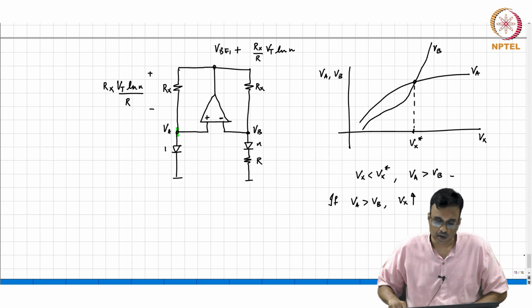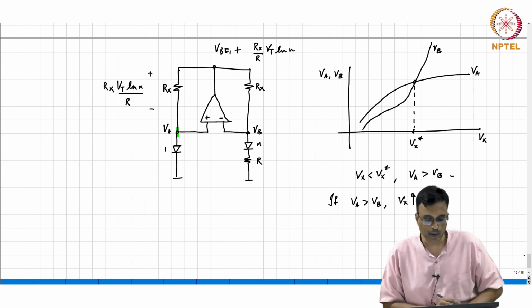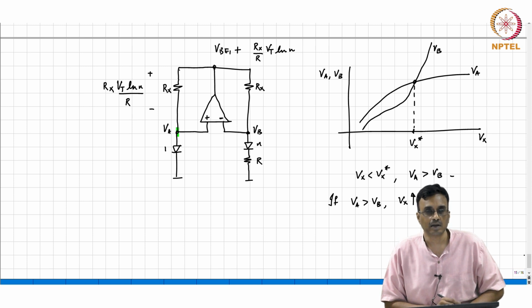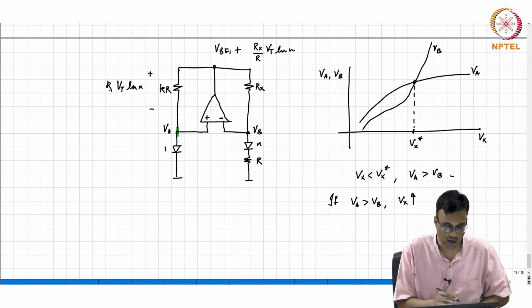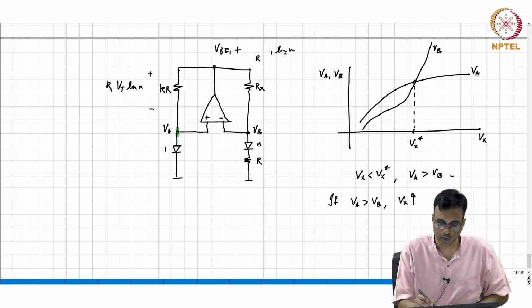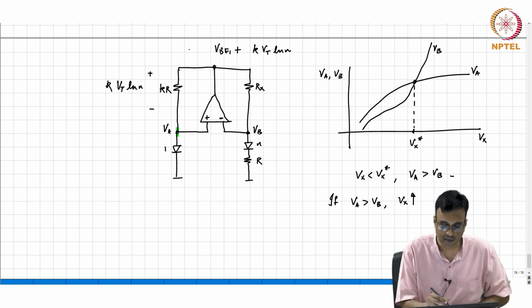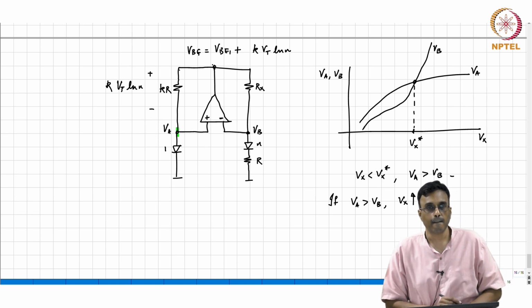So if you want k Vt ln N, what will you make Rx? You make it kR. Then this will become k Vt ln N, and the output will be k Vt ln N, and this is Vbg. All right.